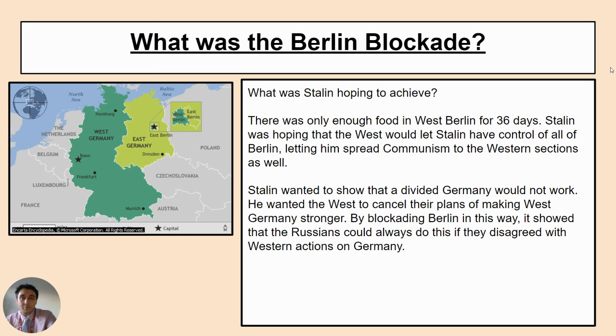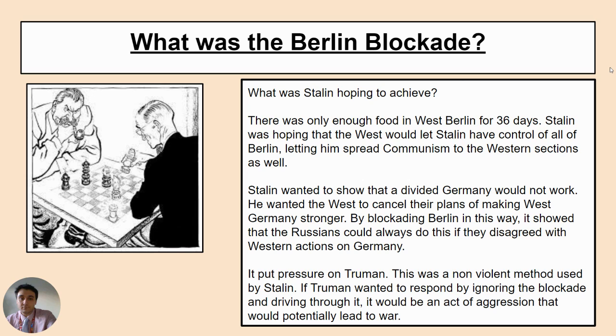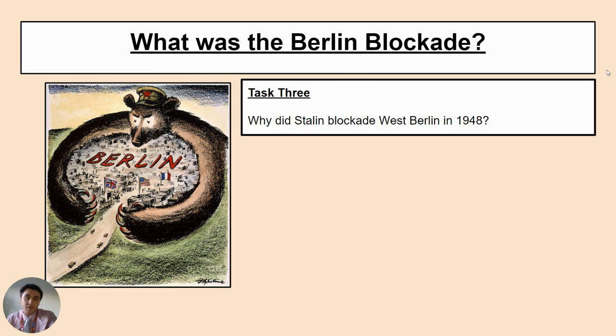And so it puts a lot of pressure on the West, especially the president at the time, Truman. Stalin is using a non-violent method here. Now, if Truman wanted to respond by ignoring the blockade and just driving through it and being aggressive, well, that could potentially lead to war. This is why it's seen as a flashpoint. Truman had to think what to do. Okay, and we will look at what Truman did next lesson.